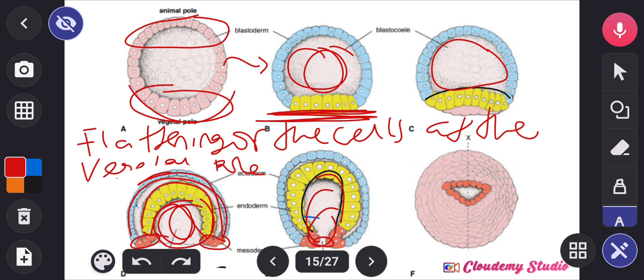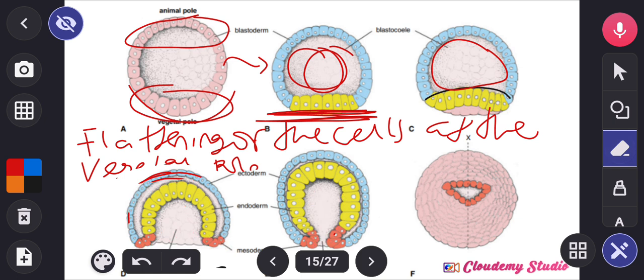You understand? So you see in this stage, there is still a space between the external and the internal. And that space between the external and the internal is the remnant of the blastocoel. And I'm going to show you what the remnant of the blastocoel looks like now. Now look at it.